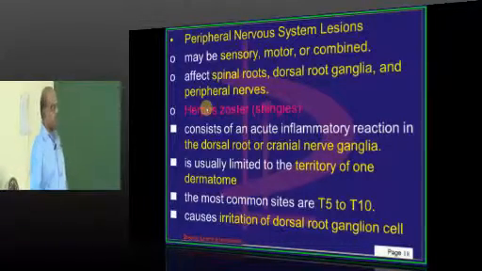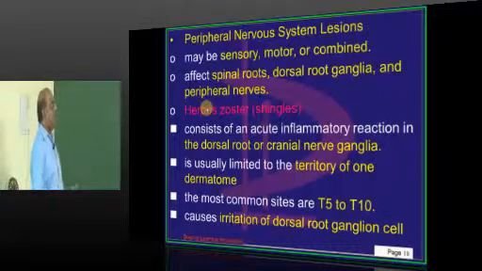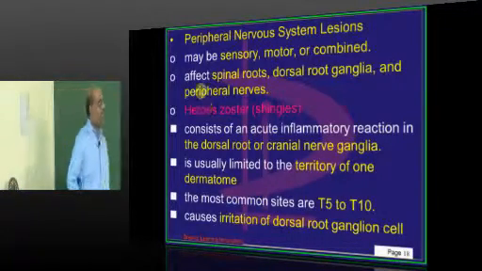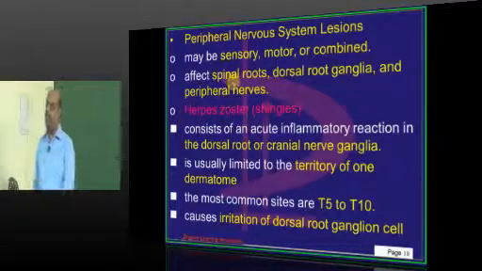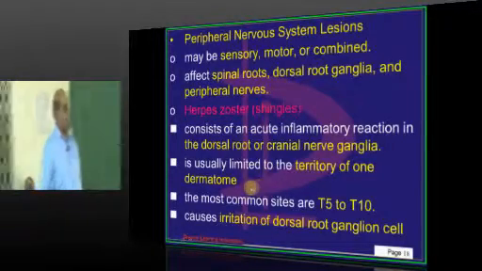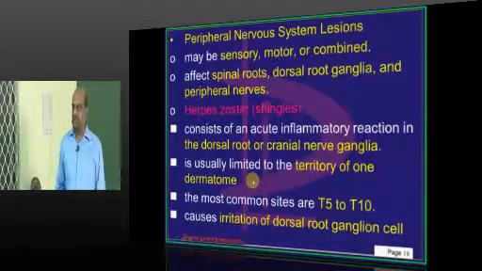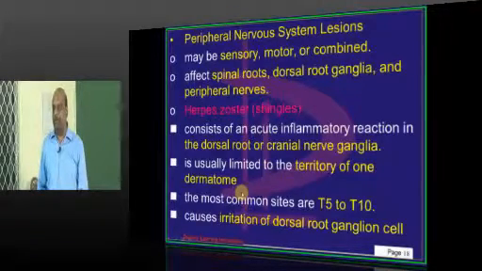They can be motor, sensory or combined, and it can affect the spinal root, dorsal root ganglia or the peripheral nerves itself. So can you give me a few examples of where peripheral nerves got affected, doctor? Herpes zoster. Typically it involves the territory of only one dermatome.